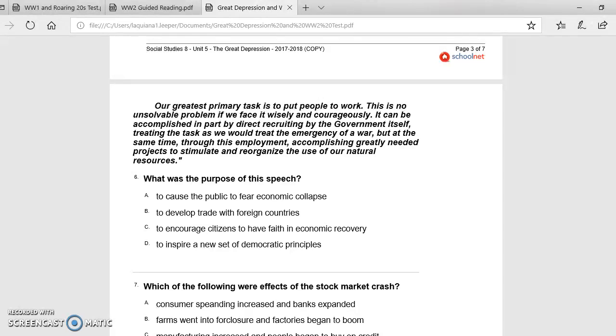So what is the purpose of this speech? A, to cause the public to fear economic collapse. B, to develop trade with foreign countries. C, to encourage citizens to have faith in economic recovery. D, to inspire a new set of democratic principles.